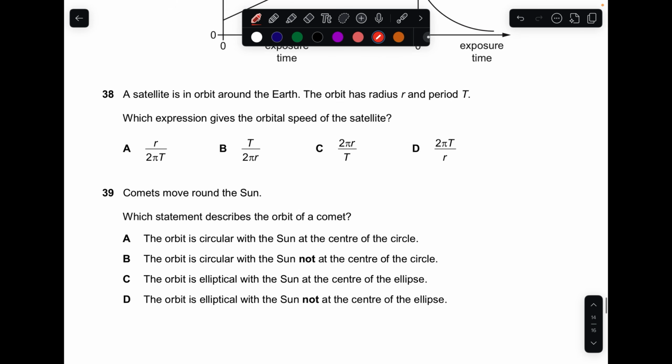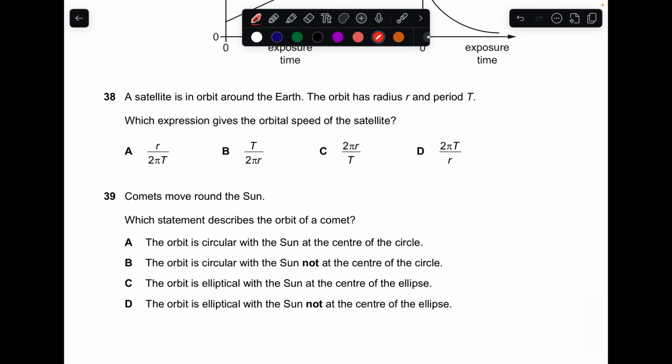In question 38, a satellite is in orbit around the Earth. The orbit has a radius r and time period T. Which expression gives the orbital speed? We know speed is distance over time, and for this orbital motion, the distance is equal to the circumference 2 pi r, and the time is equal to the time period. So v is equal to 2 pi r divided by T. It's option C, that is correct.